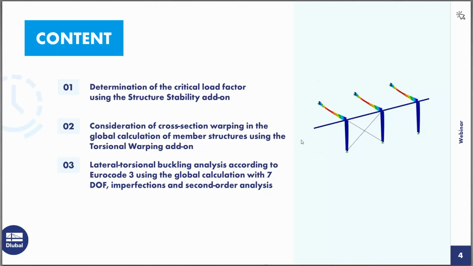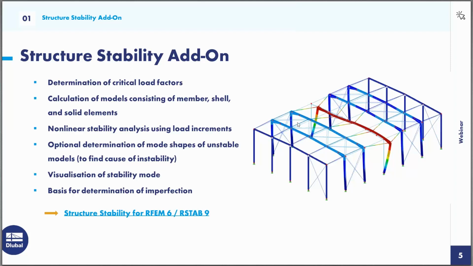The first thing that we want to look at is the structure stability add-on. Here is a short overview of the features of this add-on. We can use it to determine critical load factors for our structures and also calculate models consisting of member, shell, and solid elements. In this webinar, I'm going to present members in the structure stability add-on because we also want to show the combination with the 7 degrees of freedom calculation. Shell elements and solid elements will be part of another webinar in the future.